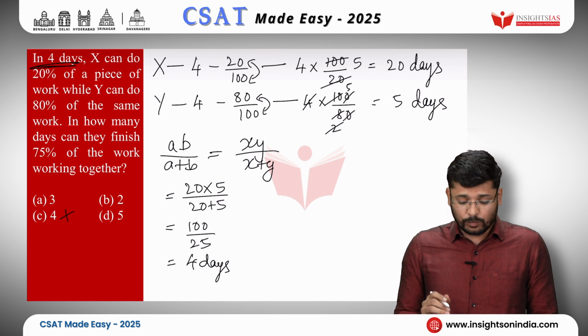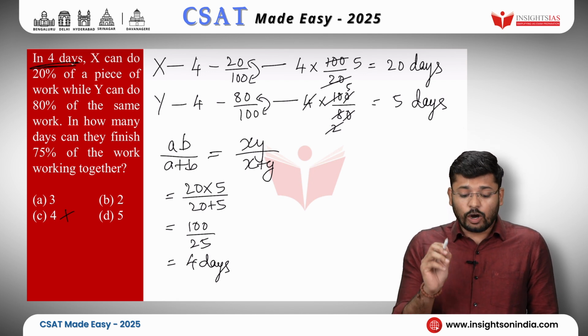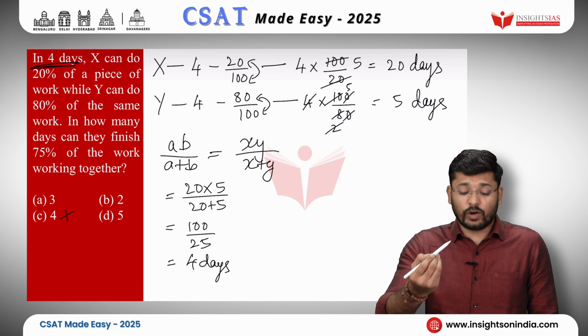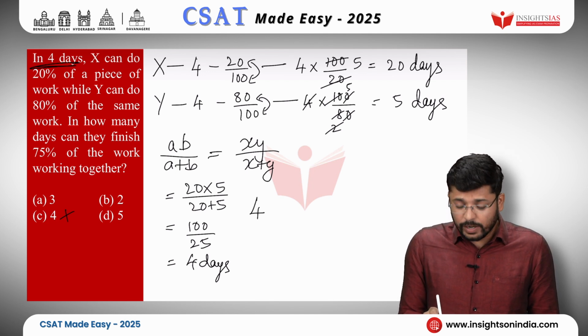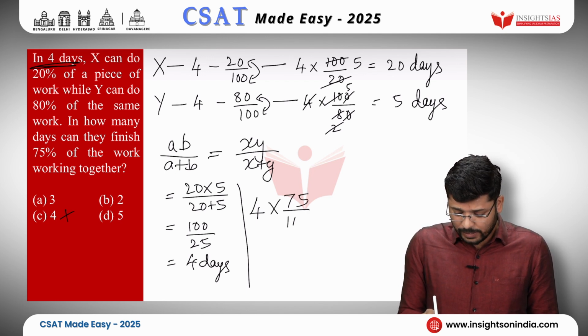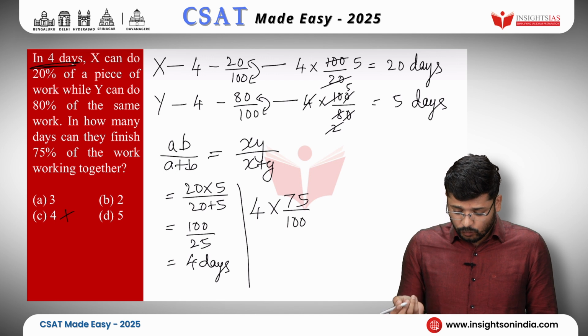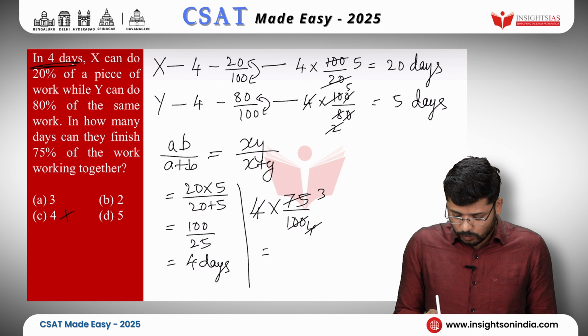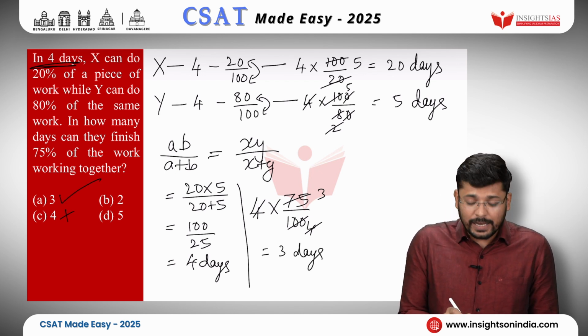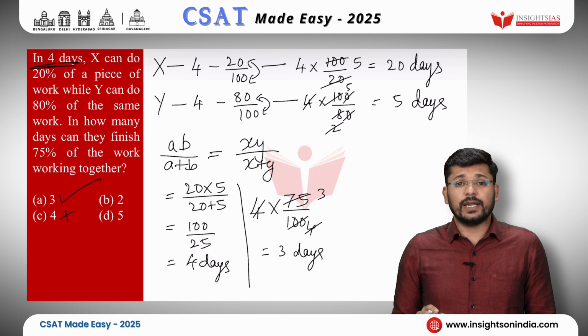No, 4 is not our answer. Why? Because they asked us, in how many days can they finish 75% of the work working together? How do we do that? For 4 days they are doing the complete work, right? To do 75% of the work, how many days will they take? Just multiply it. We learned this concept in the first question. 4 into 75 by 100. 25 into 3, and this is 25 into 4, and 4 cancels. So we are left with 3. So it means that if X and Y work together, in 3 days they will be able to finish 75% of the work.